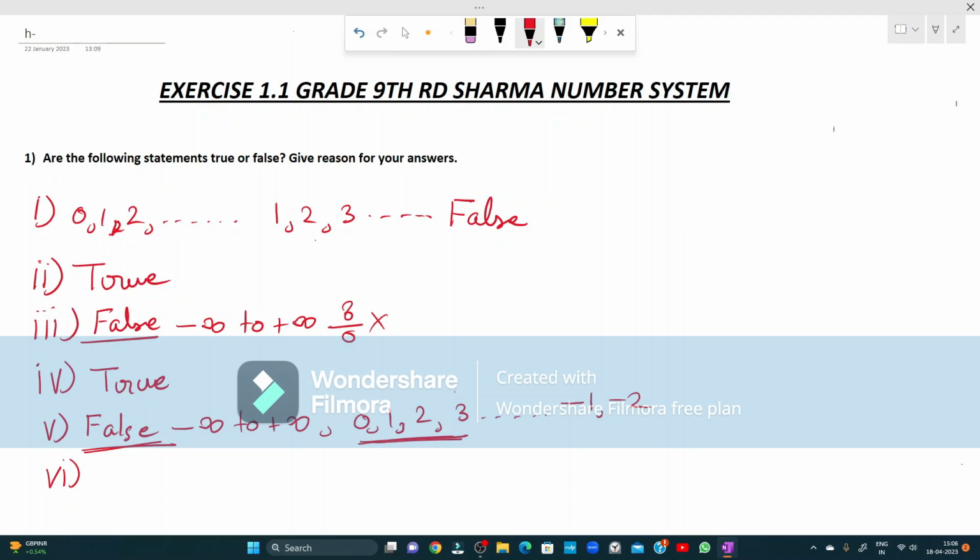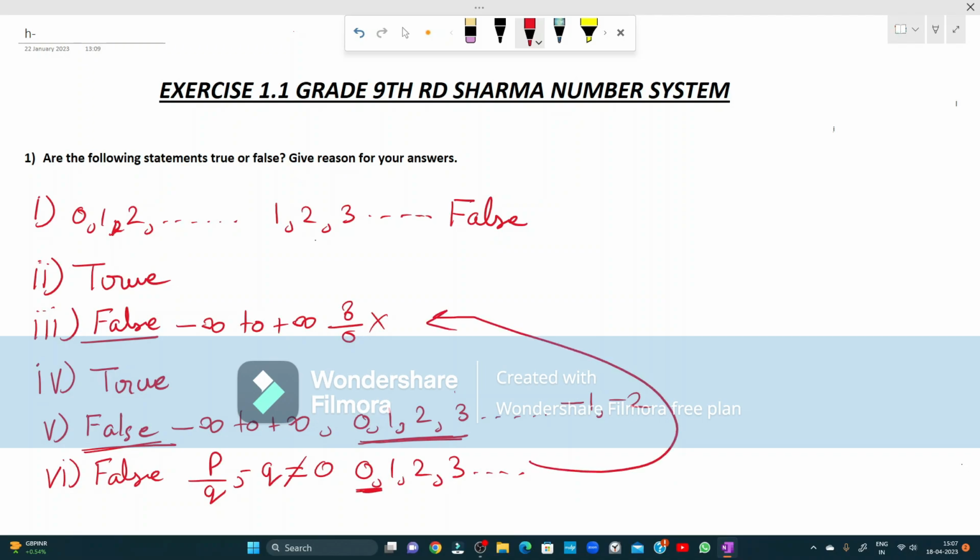Last one, sixth, every rational number is a whole number. This is false because rational numbers are represented in the form p by q, where q is not equal to 0, and in whole numbers we start from 0, 1, 2, 3, infinity. Okay, so we will apply the logic of the third one. Right, so we have done question number 1. Let's begin with question number 2.